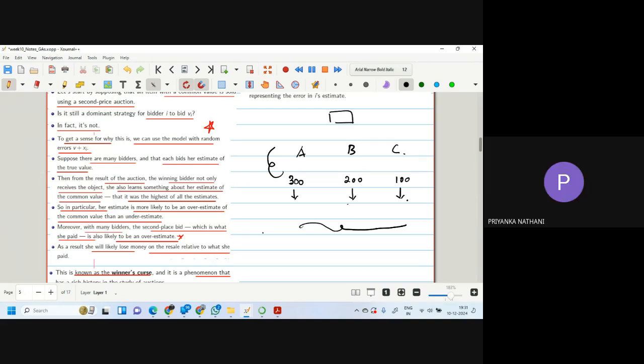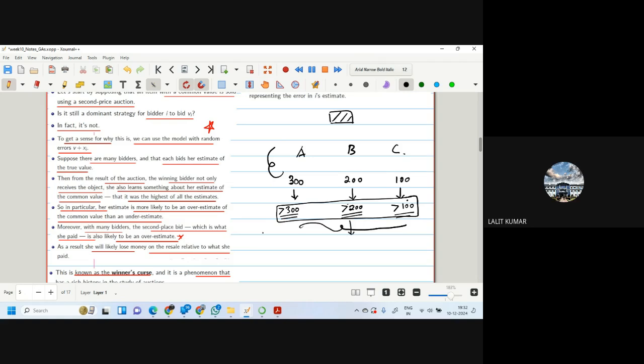What do you mean by common value? Common value means that this item is being auctioned. Now A says that I will bid and I will sell this in the market for more than 300. B says I will take it and I will sell this in the market for more than 200. C says I will purchase and I will sell it for more than 100. So if you see the expected price in the market, it is less than 300.